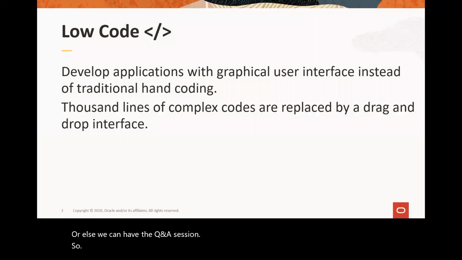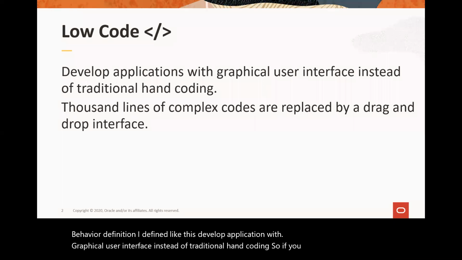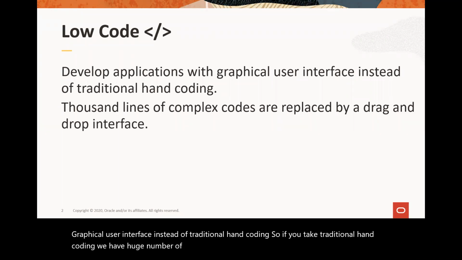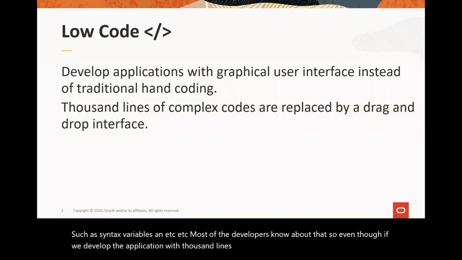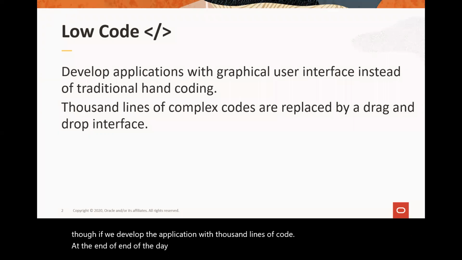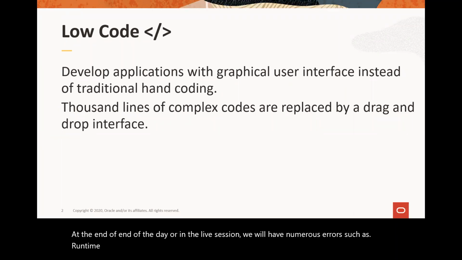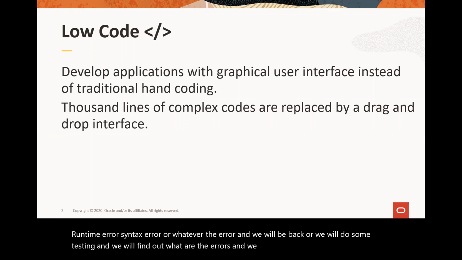When we talk about low code, I define it like this: developing applications with a graphical user interface instead of traditional hand coding. If we take traditional hand coding, we have a huge number of lines and complex code, such as syntax, variables, and so on. Most developers know about that. Even if we develop the application with 1,000 lines of code, in the live session we will have numerous errors, such as runtime errors or syntax errors, and we will debug, do some testing, find out what the errors are, and sort them out.